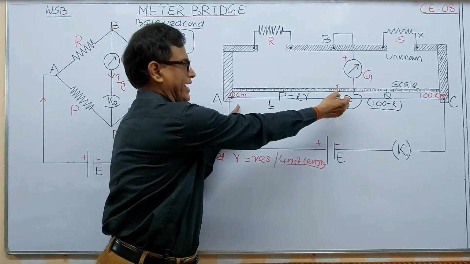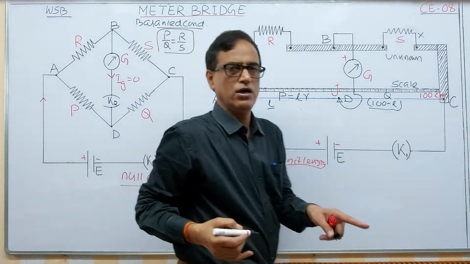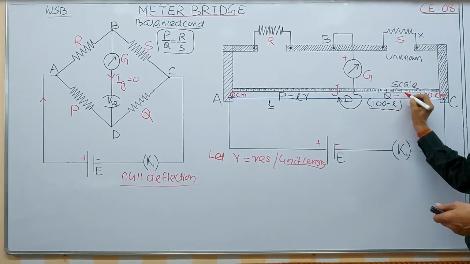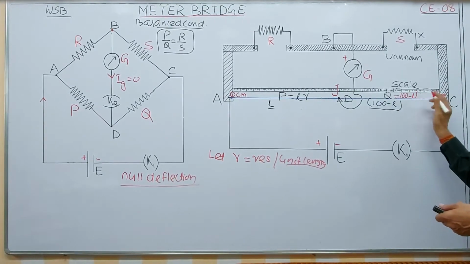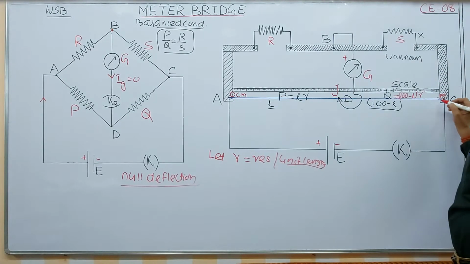For length L, this is the length L, resistance will be LR. What is the resistance for remaining length? That Q will be 100 minus L into R. Total 100 centimeter. I have written this is 100 centimeter.